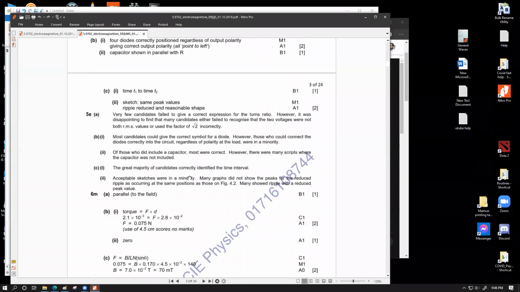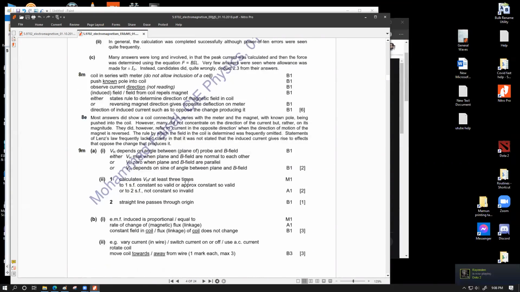9B1. Rate of change of flux linkage. I'm sticking to that word. EMF is proportional to the rate of change of flux linkage. Yes, beautiful. That's the definition for Faraday's law.